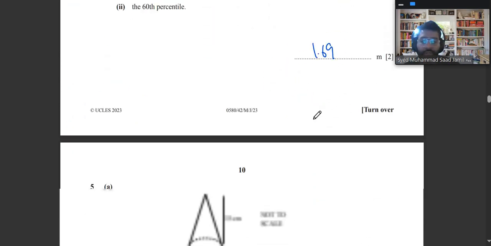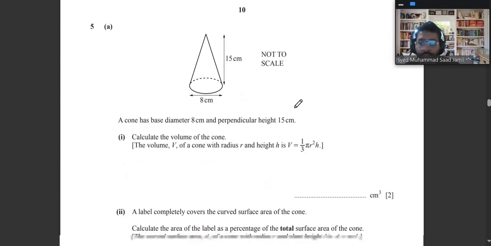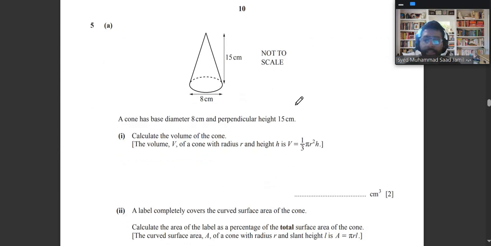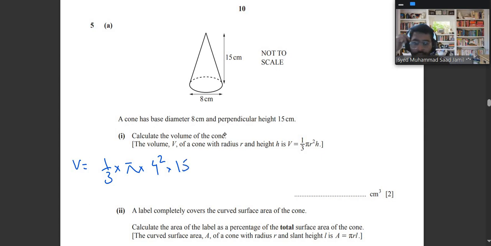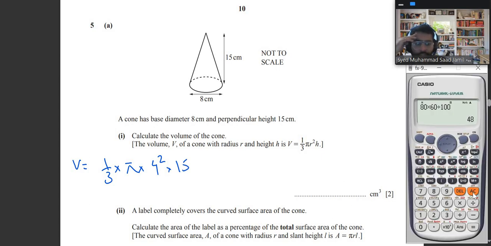There is a range given in every question. Anyways, next question. It says a cone has a base and a perpendicular height. Calculate the volume. So look guys, they have already given us the formula. V is equal to 1 upon 3 multiplied by pi multiplied by r squared multiplied by h. So radius is of course going to be 4, multiplied by 15. Okay, so let's just plug it into our calculator.